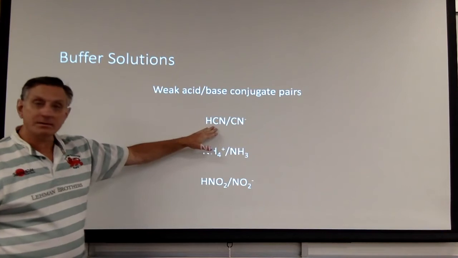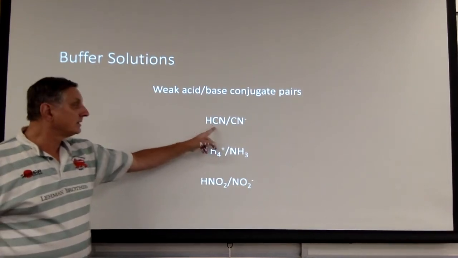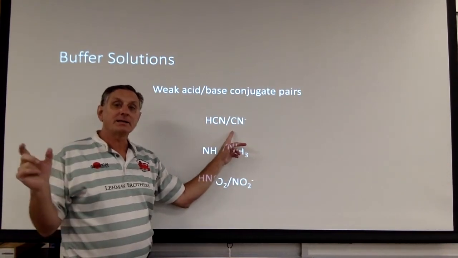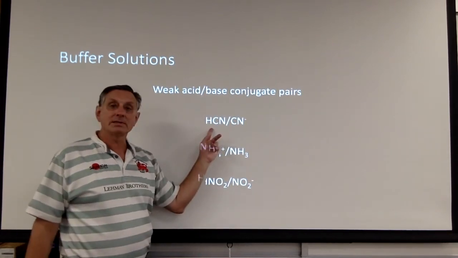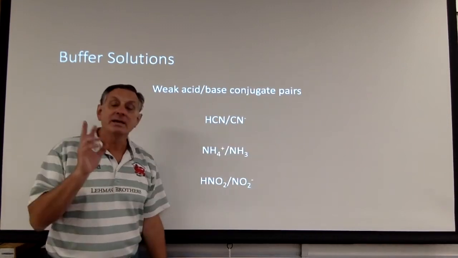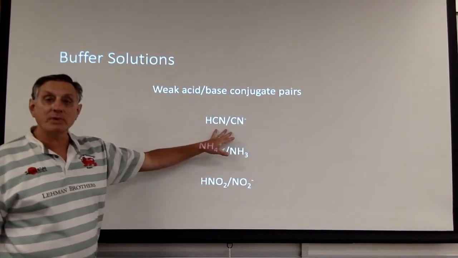Here's HCN. What's the name of HCN? Quickly, how do we name it? CN minus is cyanide. The ide ending becomes hydro-ic acid. Hydrocyanic acid and cyanide. This is a conjugate acid-base pair where both of them are weak.